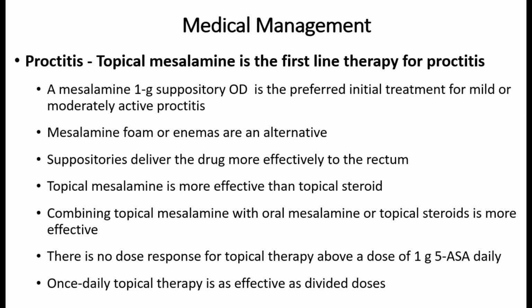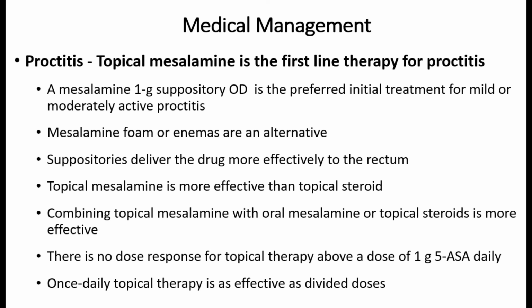Topical mesalamine is the first line therapy for a patient with mild to moderate inflammation. Mesalamine 1 gram suppository OD is the preferred initial treatment. Mesalamine foam or enemas are an alternative, or a suppository can be given. The suppository delivers the drug more effectively to the rectum, which receives a higher concentration as compared to the oral route, and topical mesalamine is more effective than topical steroids. Combining topical mesalamine with oral mesalamine or topical steroid is more effective. The combinations are more effective.